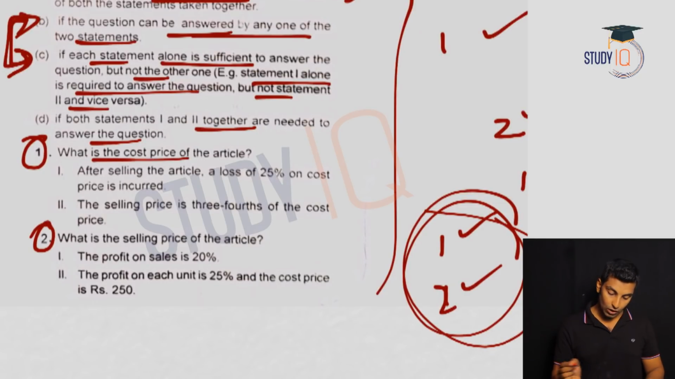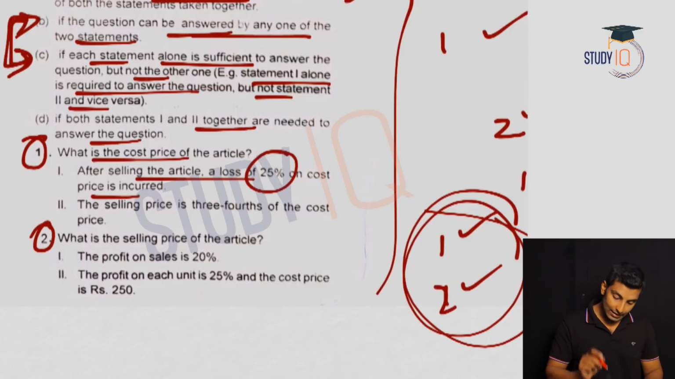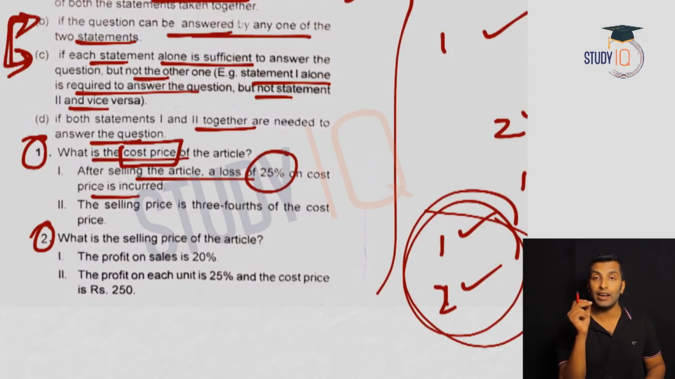What is the first question? What is the cost price of the article? Let's take statement 1. After selling the article, a loss of 25% on the cost price is incurred. Okay, so you sold the item and you have a loss of 25%. What is asked is the cost price. You need to get it in rupees, but nowhere are rupees mentioned, only a percentage is given.